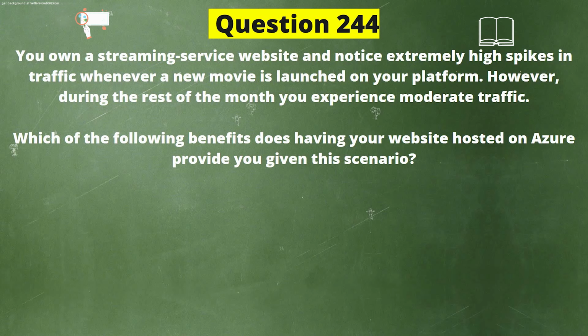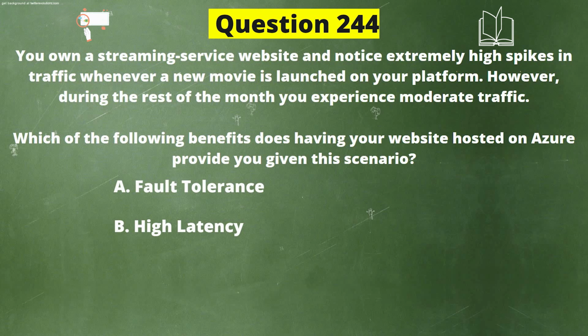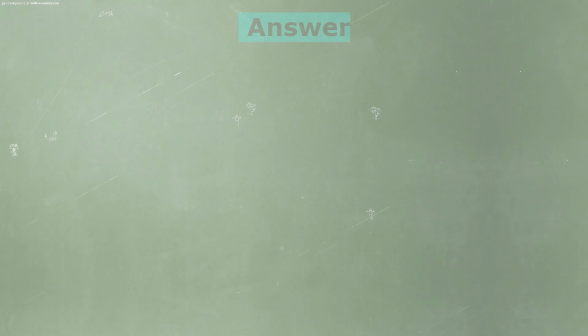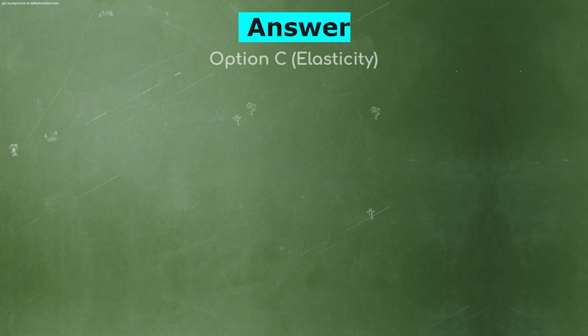Next question. You own a streaming service website and notice extremely high spikes in traffic whenever a new movie is launched on your platform. However, during the rest of the month, you experience moderate traffic. Which of the following benefits does having your website hosted on Azure provide you given this scenario? And the options are A. Fault tolerance, B. High latency, C. Elasticity, D. Load balancing, and the correct answer is option C.